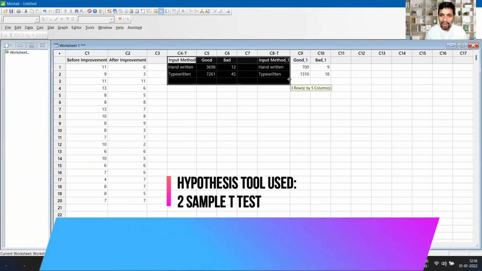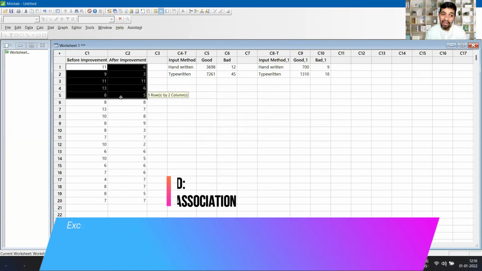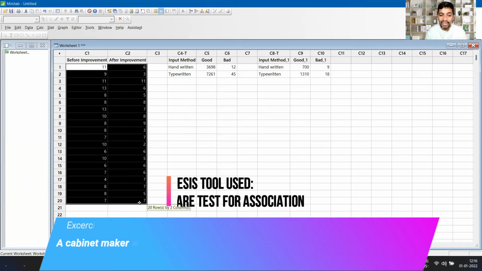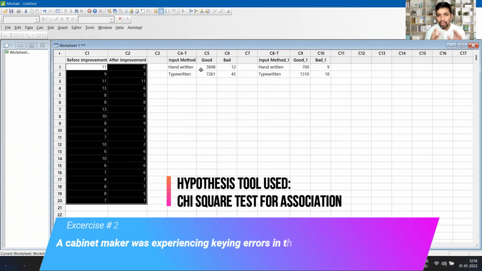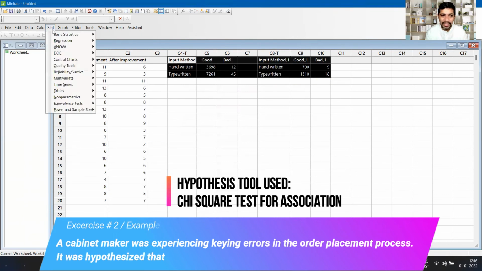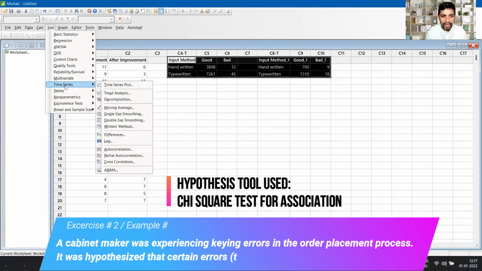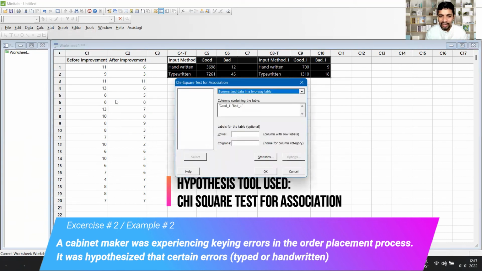So this is the value I have. As you can see, good, bad, and all that. For this one, why we have taken the t-test is because it's continuous data. Here we have discrete data, good, bad, and all that. So chi-square we need to do. What we need to do for chi-square is Stat, and go to Tables. In Tables, Chi-Square Test for Association. Have a go and click that, right?